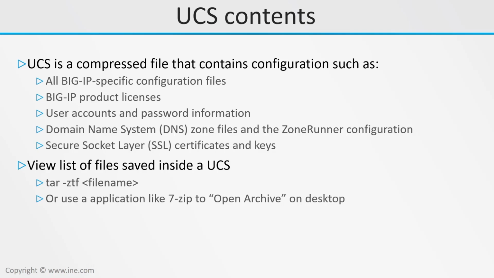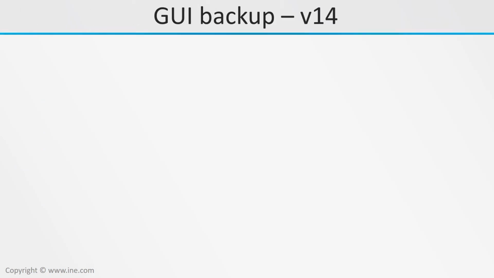You can do that with tar -ztf and then the file name, or you can use an application like 7-Zip to open the archive on your desktop. And I should state that when we're talking about UCS, we're not talking about Cisco's UCS platform. The F5 UCS is the user configuration set, and it's a backup file that F5 uses to back up and restore the platform.